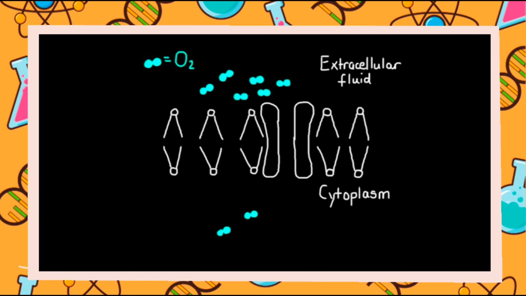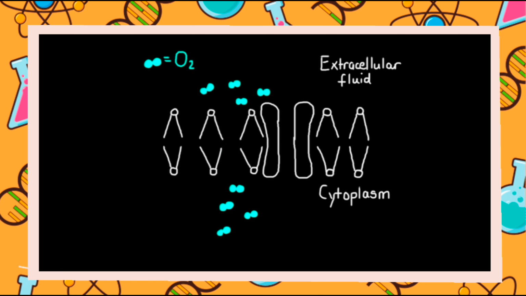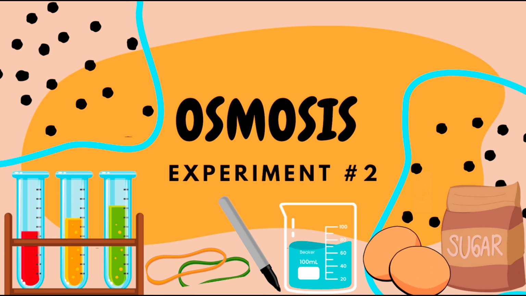So we have here a high concentration of oxygen in the extracellular fluid and a lower concentration of oxygen in the cytoplasm. The oxygen is moving from a higher concentration in the extracellular fluid to the lower concentration in the cytoplasm. This is known as moving down or with the concentration gradient, and it continues until equal concentrations are reached. The simple diffusion of water is called osmosis.